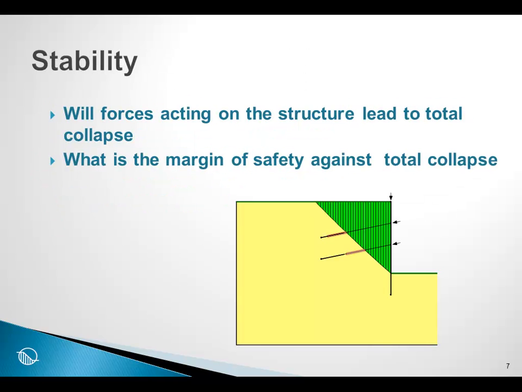On the other hand, we have the issue of stability. The question is, will the forces acting on the structure, the tieback wall, be such that they are not adequate and it leads to total collapse? Related to this, of course, we do not want the total collapse, and so from a design perspective then we talk about margins of safety against total collapse, and the analysis is being done to ensure that sufficient margins of safety are available against a total collapse.